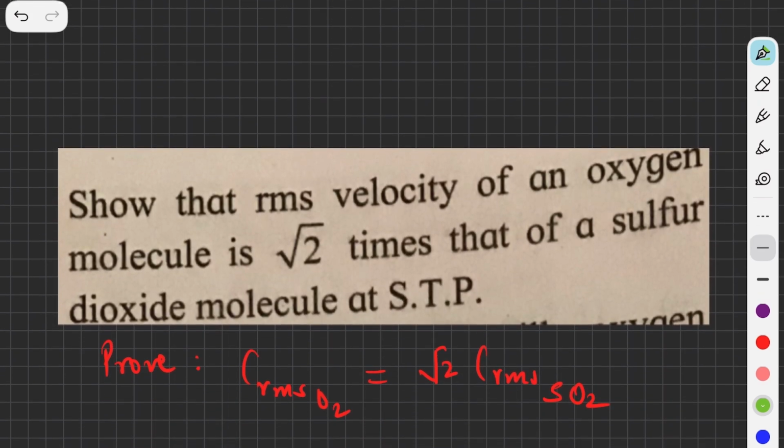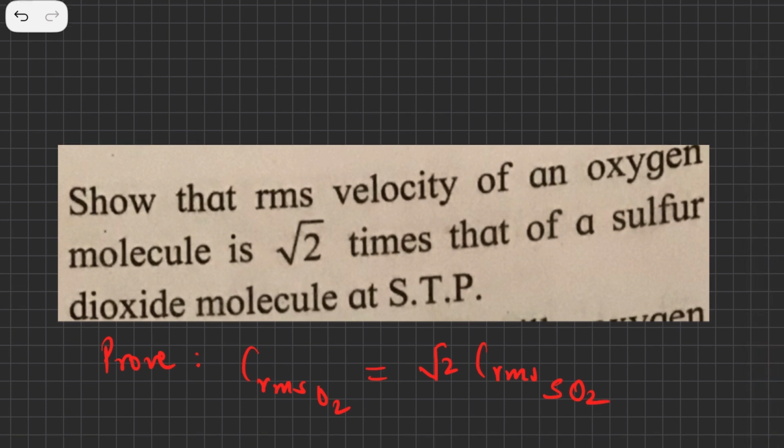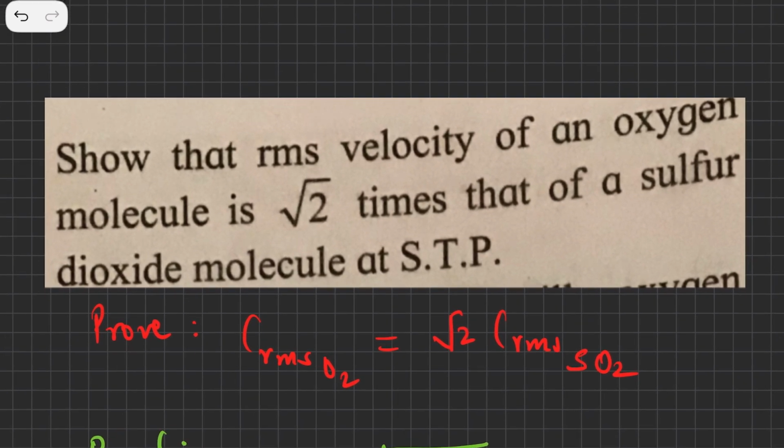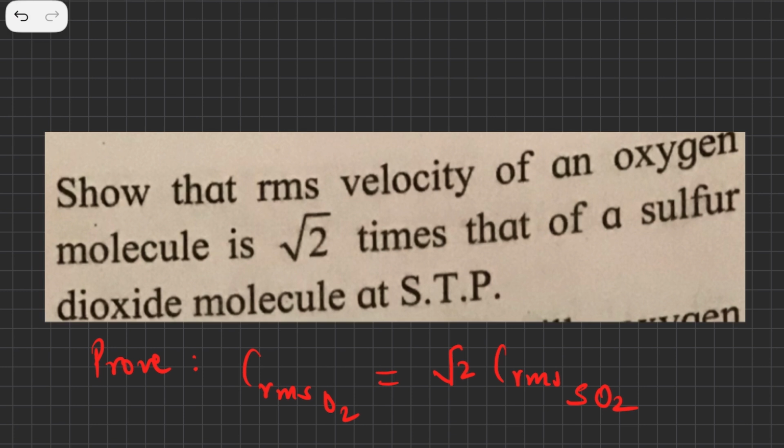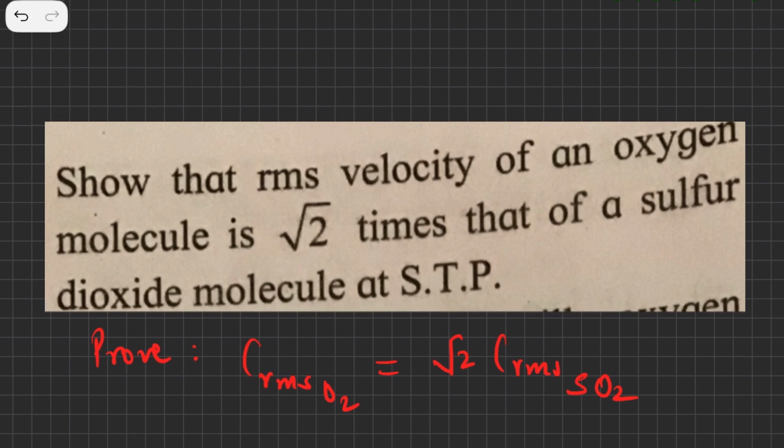So today's first numerical is based on this first proof. If you can see on the screen, you can just pause the video and read the question. Show that the RMS velocity of an oxygen molecule is √2 times that of a sulfur dioxide molecule at STP.